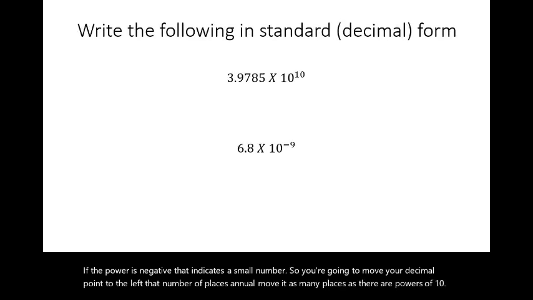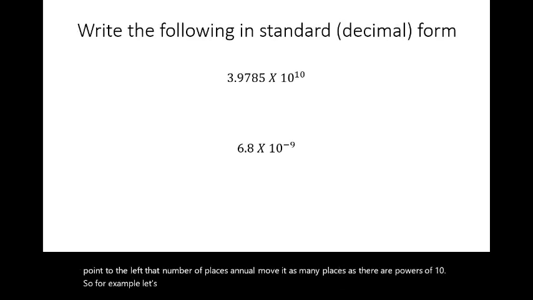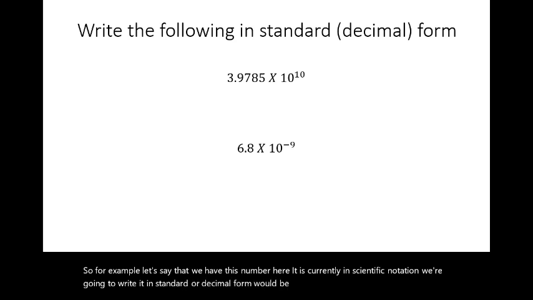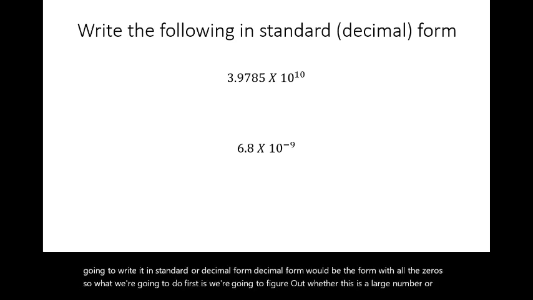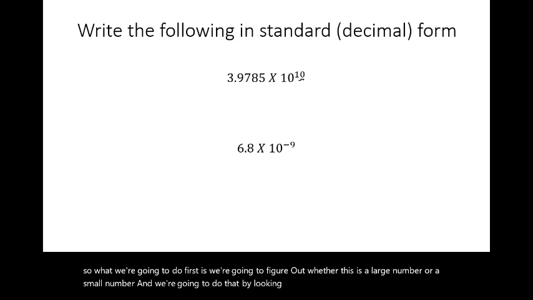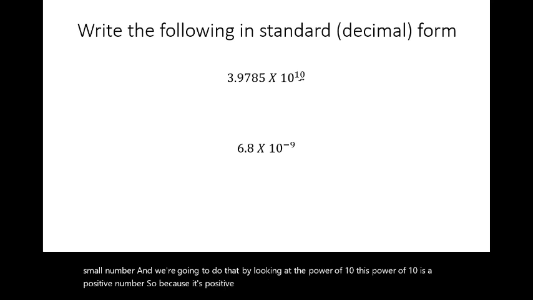So for example, let's say that we have this number here. It is currently in scientific notation, and we're going to write it in standard or decimal form. Decimal form would be the form with all the zeros. So what we're going to do first is figure out whether this is a large number or a small number, and we're going to do that by looking at the power of 10. This power of 10 is a positive number. So because it's positive, that means we have a large number.